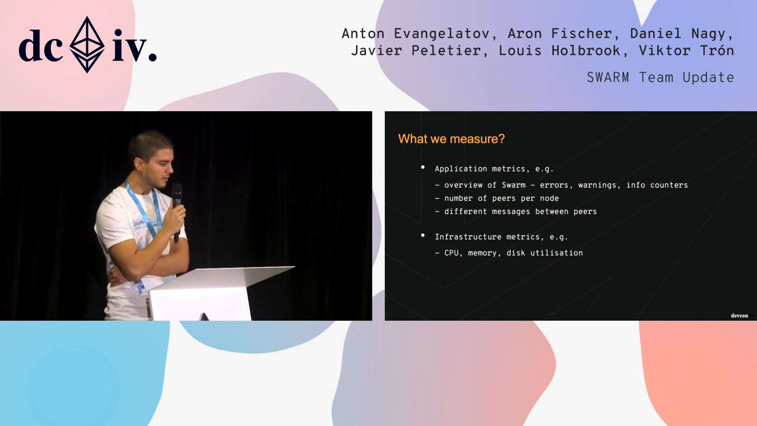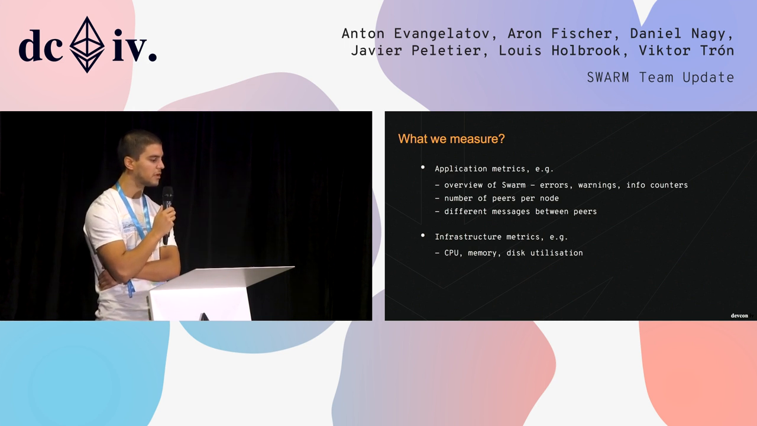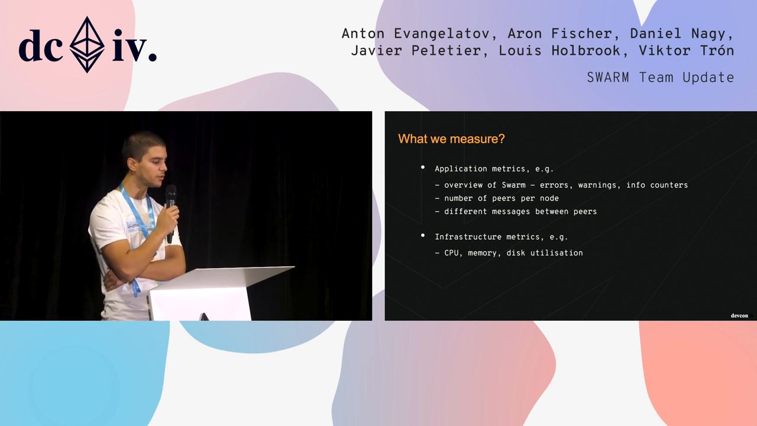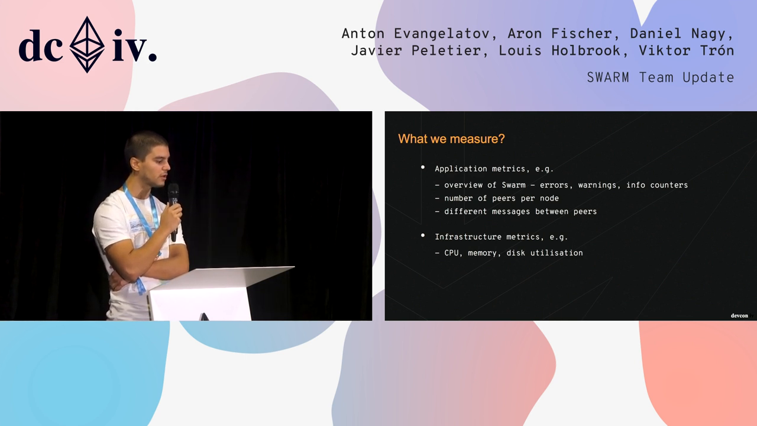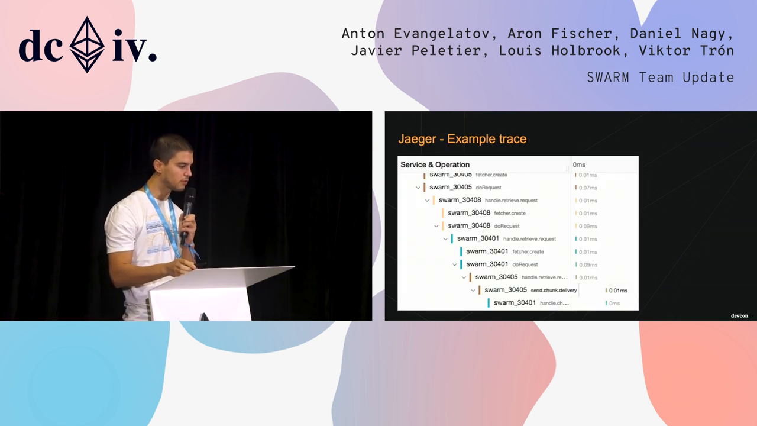Other types of application metrics: the number of peers per node, so basically the different devp2p nodes that your node is connected to, different protocol messages between the peers, and pretty much anything that your node is running and that you want to gain visibility into. So I'm going to give you examples of how those tools look.